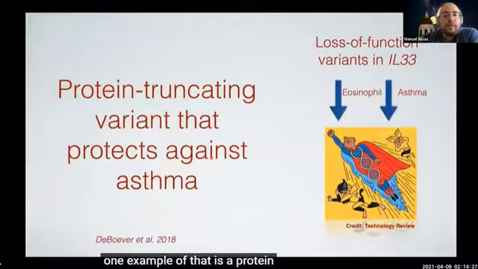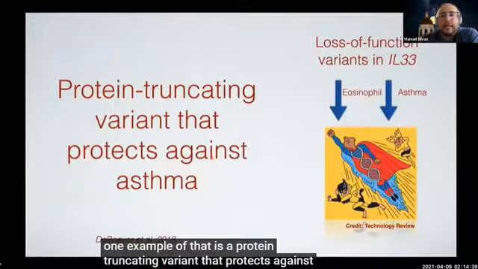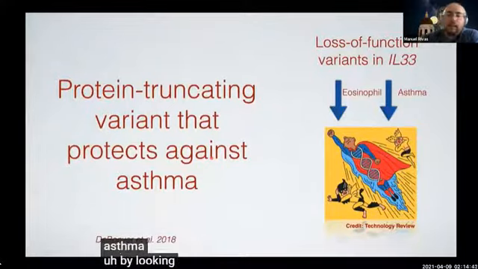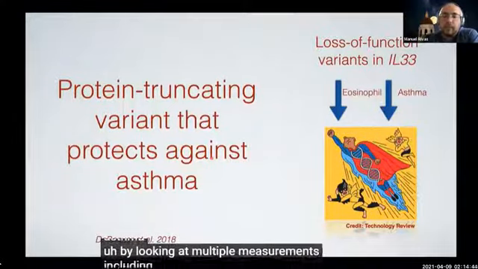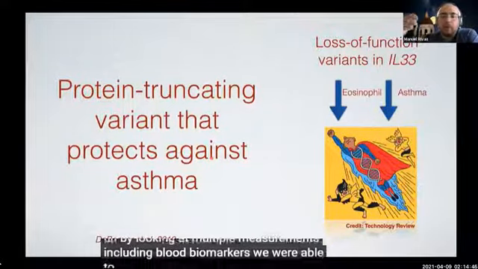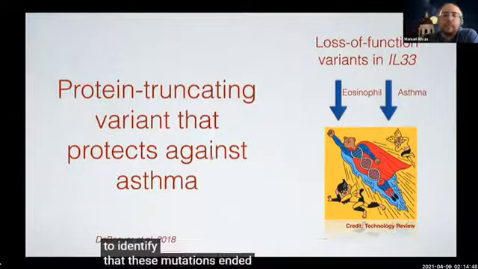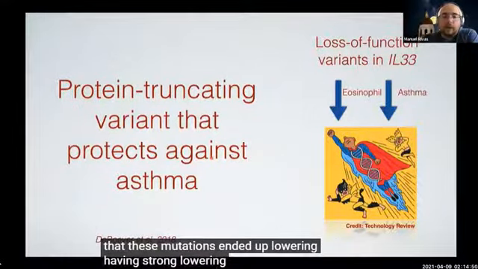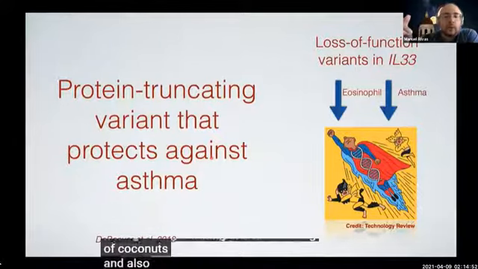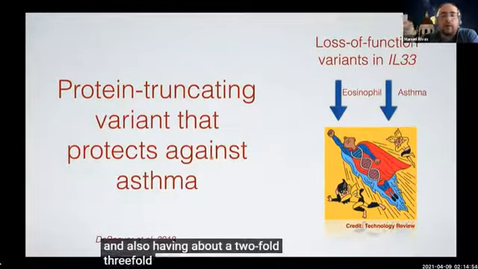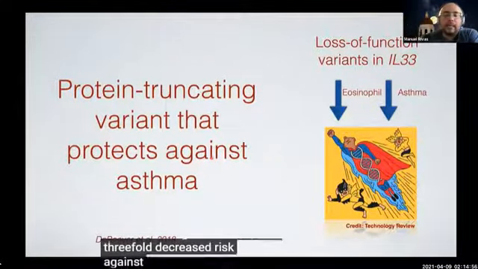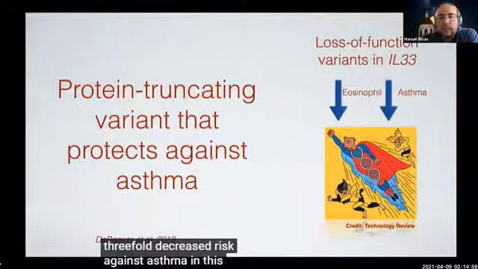One example of that is a protein truncating variant that protects against asthma. By looking at multiple measurements, including blood biomarkers, we were able to identify that these mutations ended up having strong lowering effects on eosinophil counts, and also having about a 2-fold to 3-fold decreased risk against asthma in this gene called IL-33.